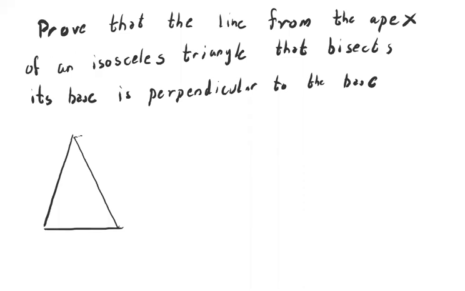Okay, so there's an isosceles triangle where this side and this side are equal. Let's call this V, and let's call this U. I also said that this vector was defined in that direction, and this vector was defined in that direction. So if you use the parallelogram law of addition, the base is just U minus V.